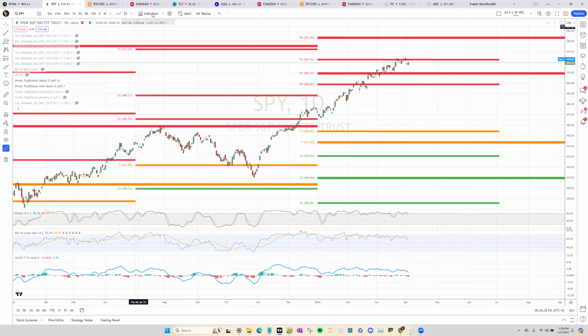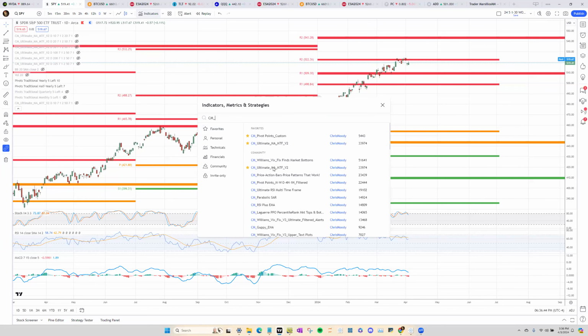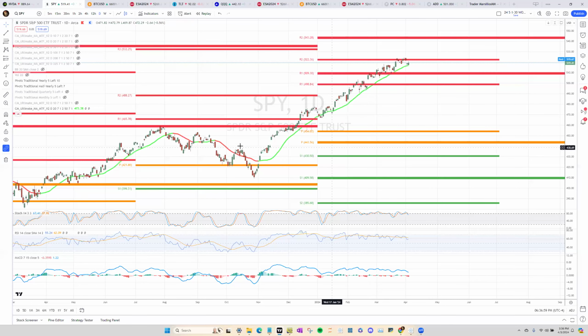So for this indicator, you just go to indicators, search, and it's CM and then underscore. I've already got it favorited, but it's CM Ultimate MA MTF version 2, that's it. This guy, I don't know too much about him, but he's obviously done a lot of custom scripts at TradingView. So here it is, you can favorite it so it shows up in your favorites. And I'm just going to add it to the chart by clicking. And these are the defaults that he's got.